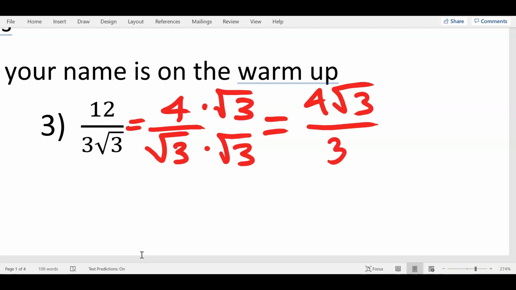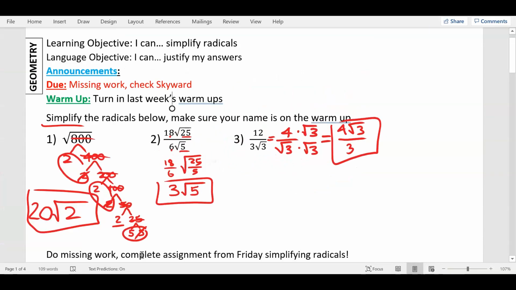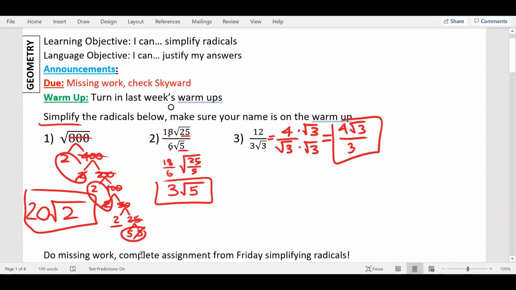Okay. Now, 4 over 3 doesn't reduce. You always want to ask yourself, does it reduce? But 4 over 3 doesn't reduce. So that's actually going to be it. Okay. And you see what it says at the bottom. Let me do a visual.